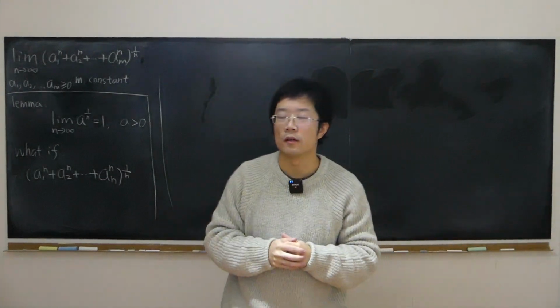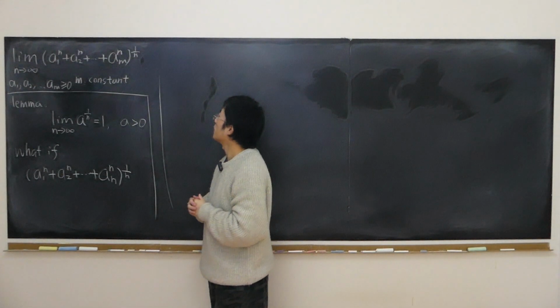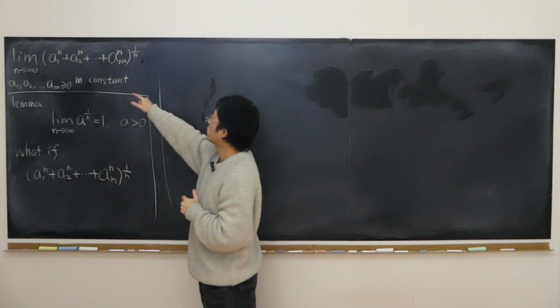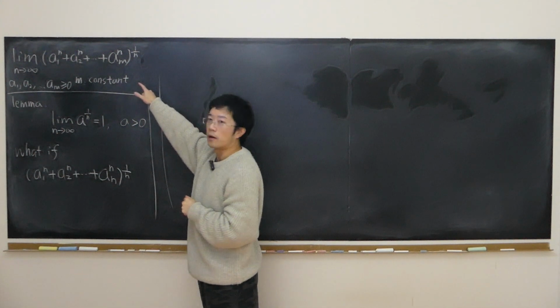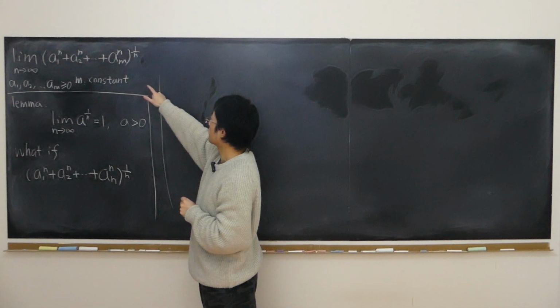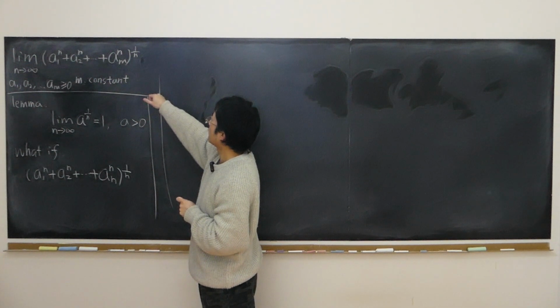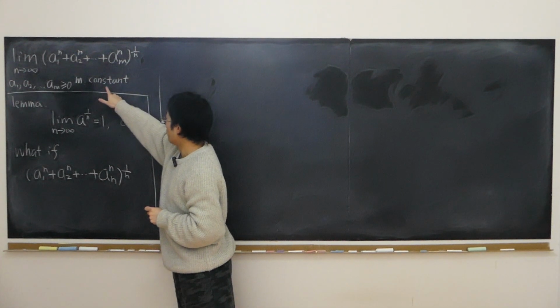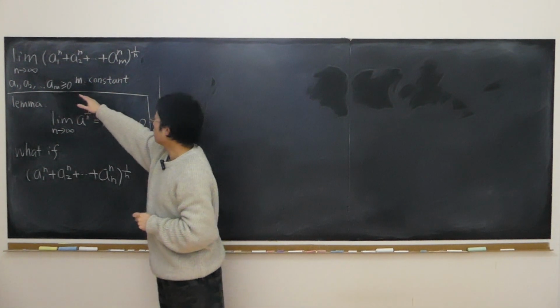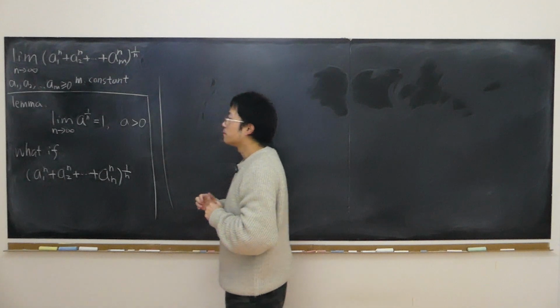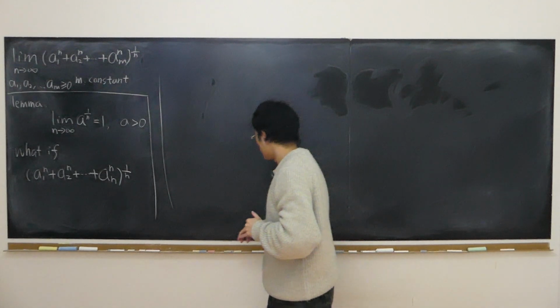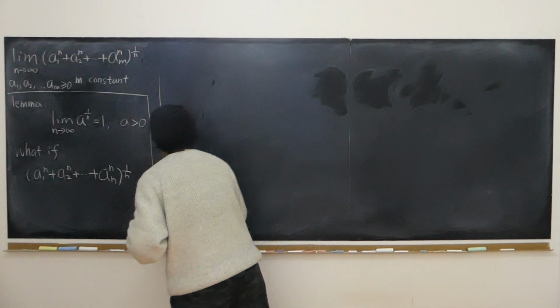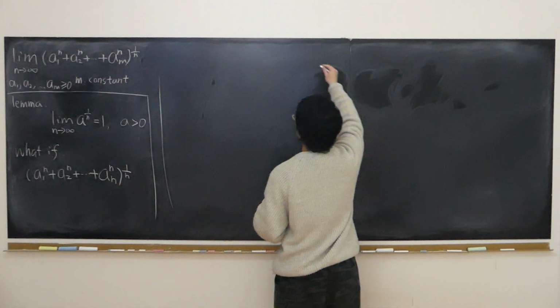I want to find out the limit of (a1 to the power of n plus a2 to the power of n plus all the way up to am to the power of n), quantity raised to the power of 1 over n, as n approaches infinity, where little m is a constant positive integer, of course, and all of those terms are non-negative, sorry. So we want to use squeeze theorem.